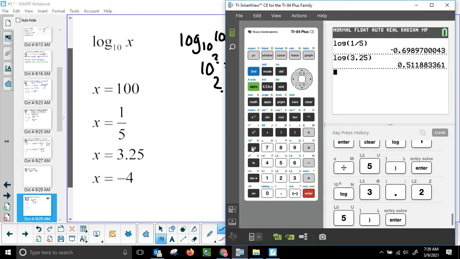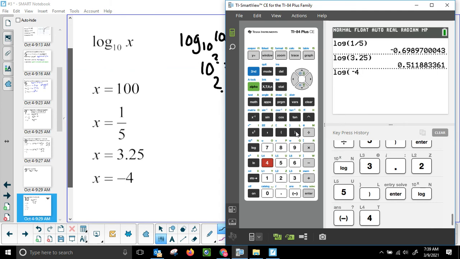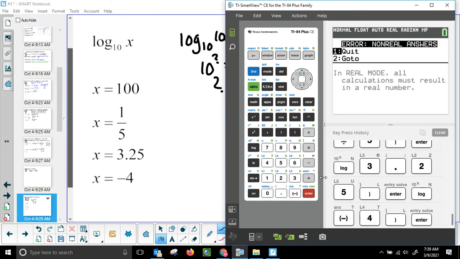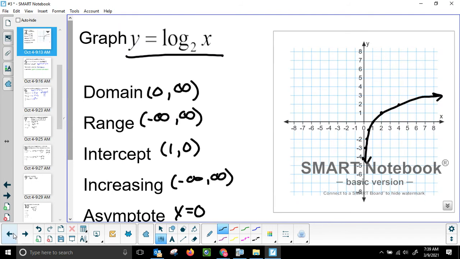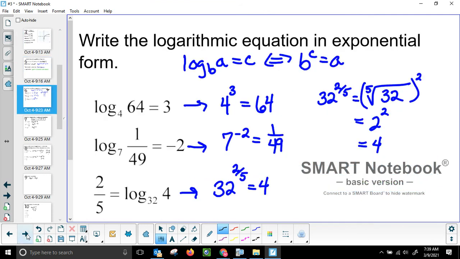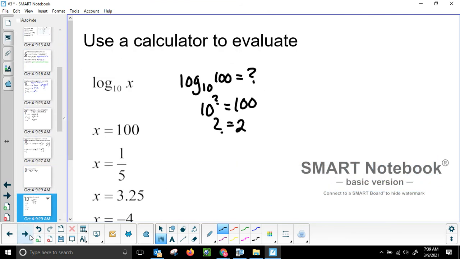Now this one's going to be a little bit more interesting. We get an error, and it tells us that it's not going to be a real number. So that's a domain error. If you go all the way back to our graph, remember the domain of a standard log function is 0 to infinity, not including 0. So you can't plug negative numbers into here. So that's actually why we got that error.